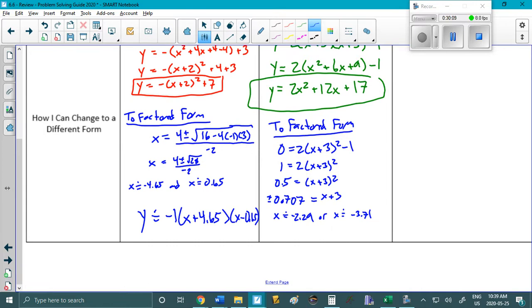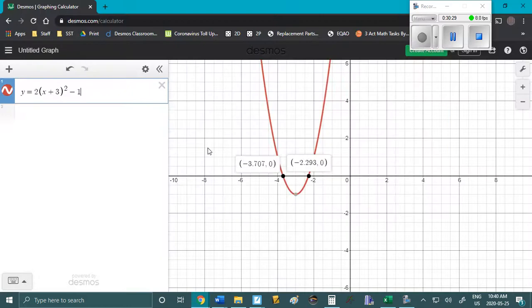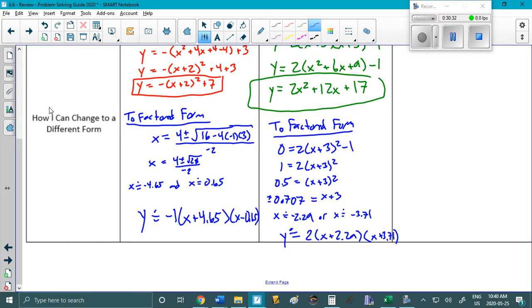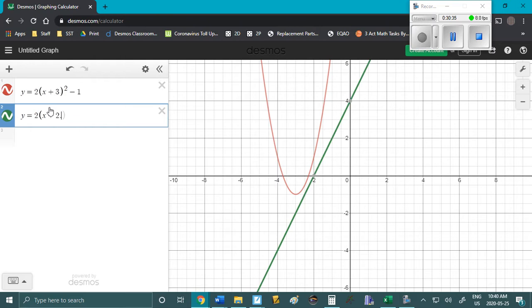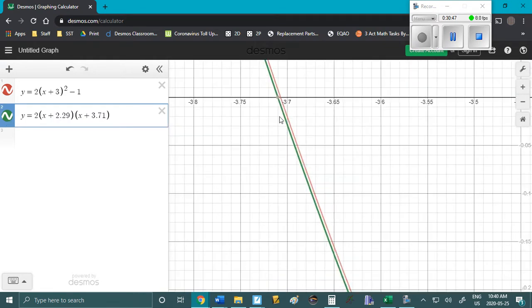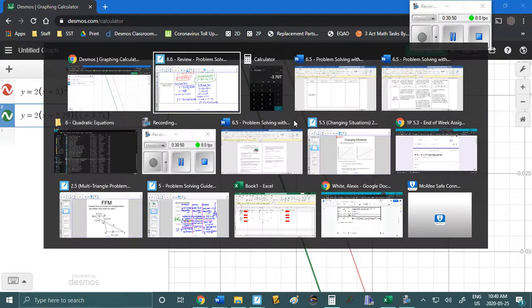So then we could say y equals, we got our a value is 2, and then x plus 2.29 and x plus 3.71. Again, you wouldn't really put this in factored form, but if you were asked for the zeros, you would have the zeros now at least, which is something. And let's try that. Y equals 2, x plus 2.29, x plus 3.71, and there you go. It lies right on top. But again, because we rounded, if you go in far enough, you will see that the curves are actually different.